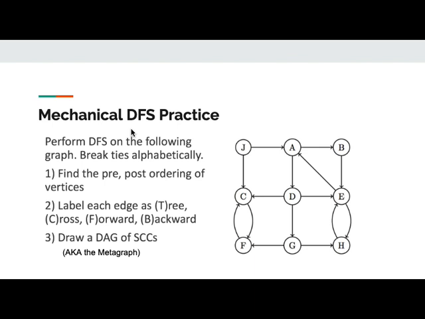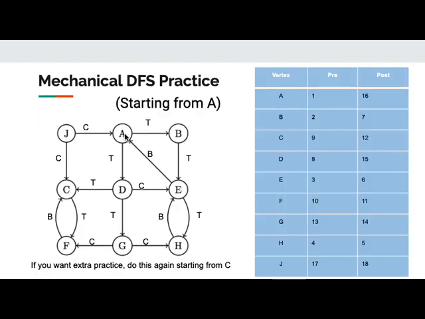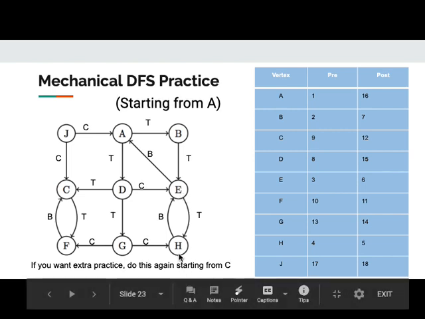I think everything is breaking ties alphabetically, right? So starting from A, you can go to B or D. First you mark the pre-number of A as 1, then you go to B, mark the pre-number of B as 2, and B can go to E, so mark E as 3. E can go to H. H is 4. From H, you cannot go anywhere that hasn't been visited, so you start to go back. You assign the post number of H to be 5, and go back to E. E doesn't go anywhere, so its post number is 6.